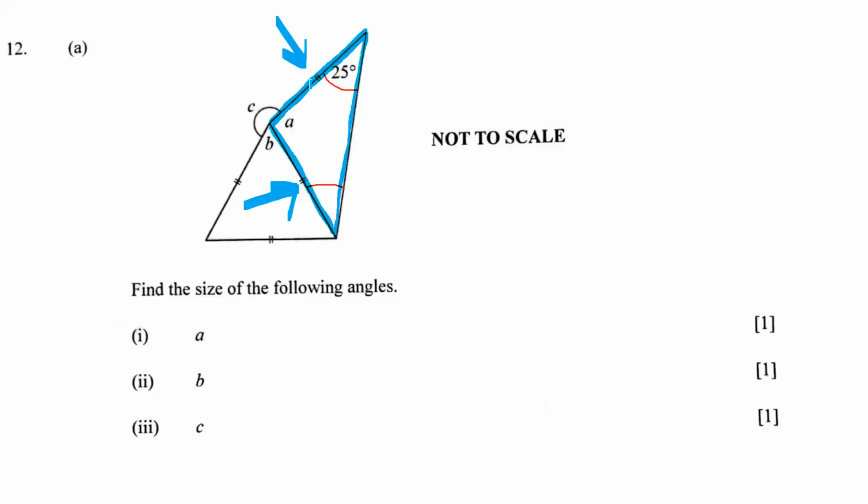So that means that these two sides are equal in length, which also means that these two angles are equal. So this angle, which is 25, is also going to be 25 on this side. Because we know it's an isosceles triangle, the two angles are going to be equal in measure as well. So if this is 25, this is 25.